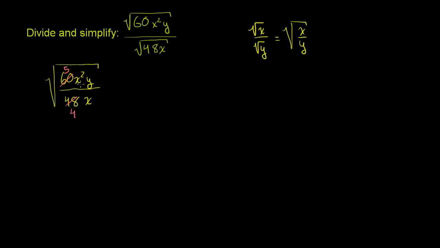Both the numerator and the denominator are divisible by x. X squared divided by x is just x. X divided by x is 1. Anything we divide the numerator by, we have to divide the denominator by. And that's all we have left.